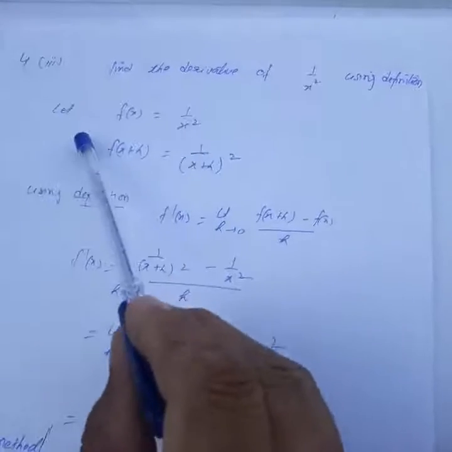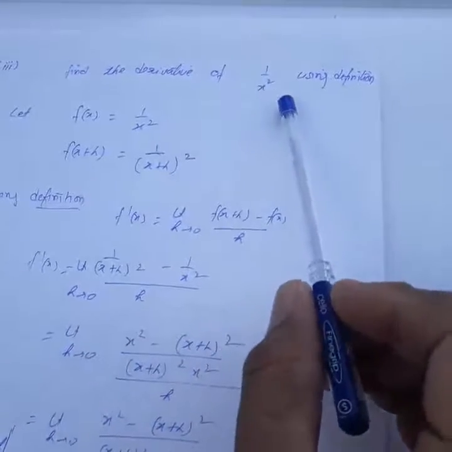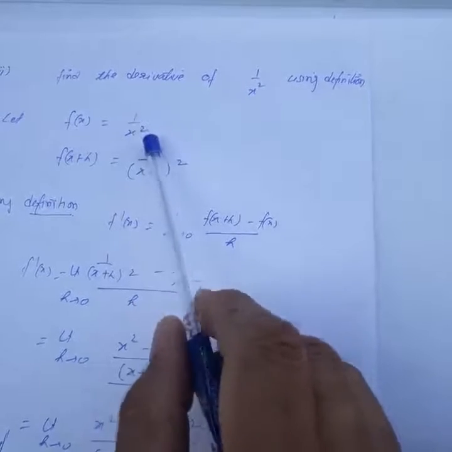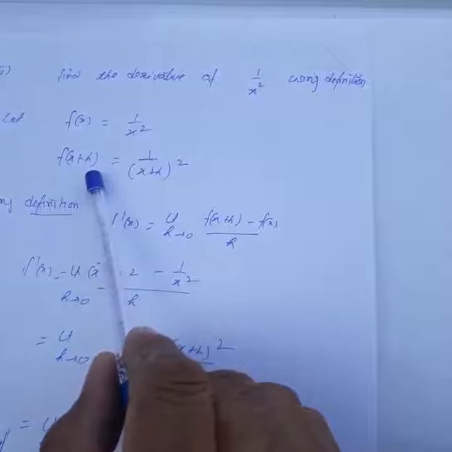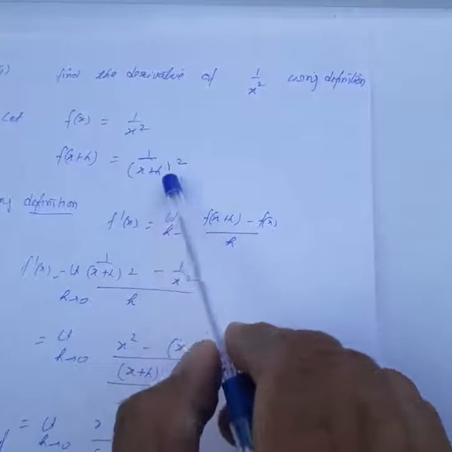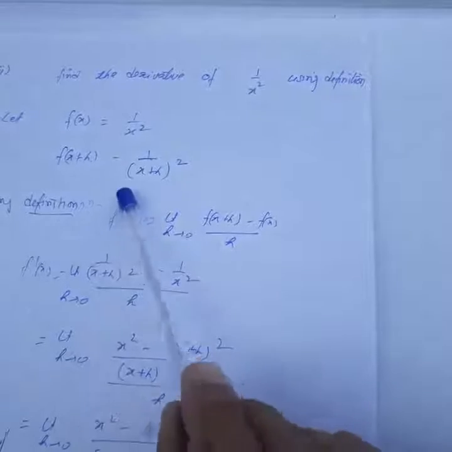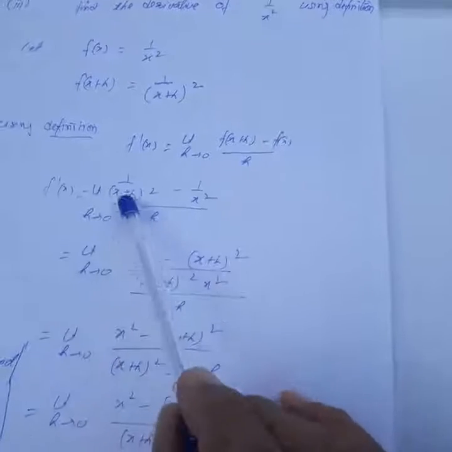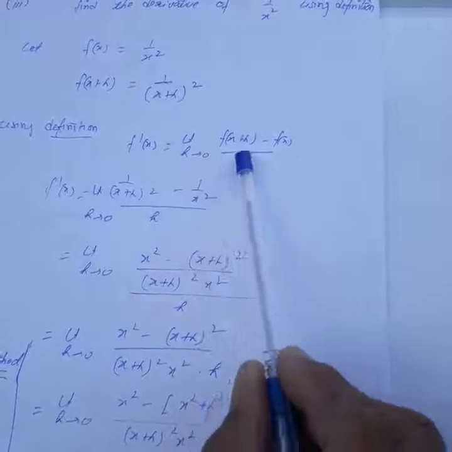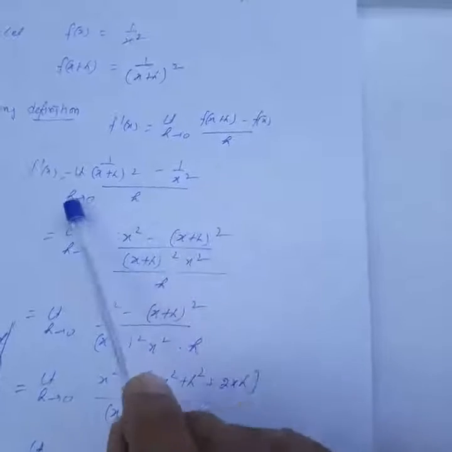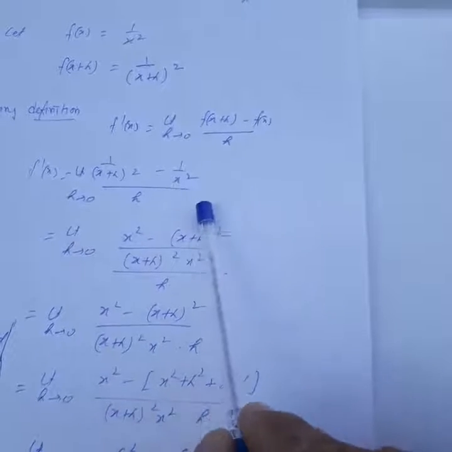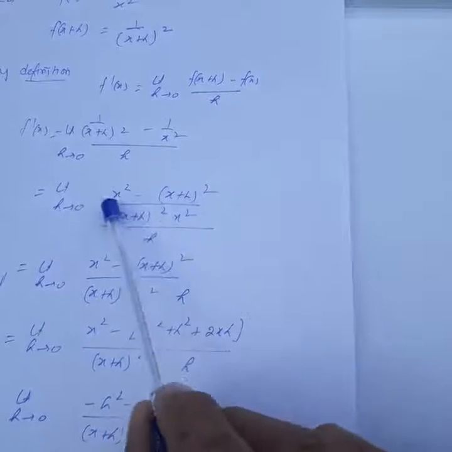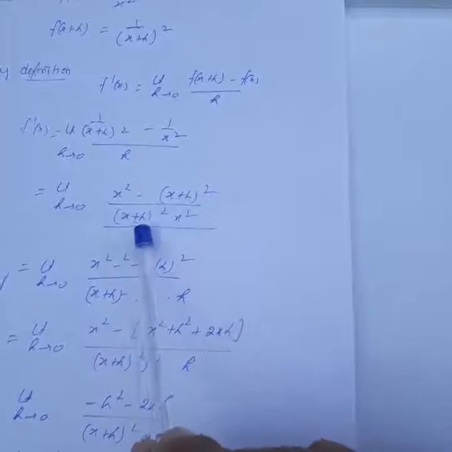Similarly, fourth question, third part. Find the derivative of 1 upon x² using definition again. Let f(x) be 1 upon x². Find f(x + h). Replace x by x + h. It will be written like this. So using definition, you put values. Limit h tends to 0, 1 upon (x + h)² − 1 upon x². Now at h = 0 we are getting 0 upon 0 type. So that's why we are simplifying. Taking LCM, x² − (x + h)² upon this.